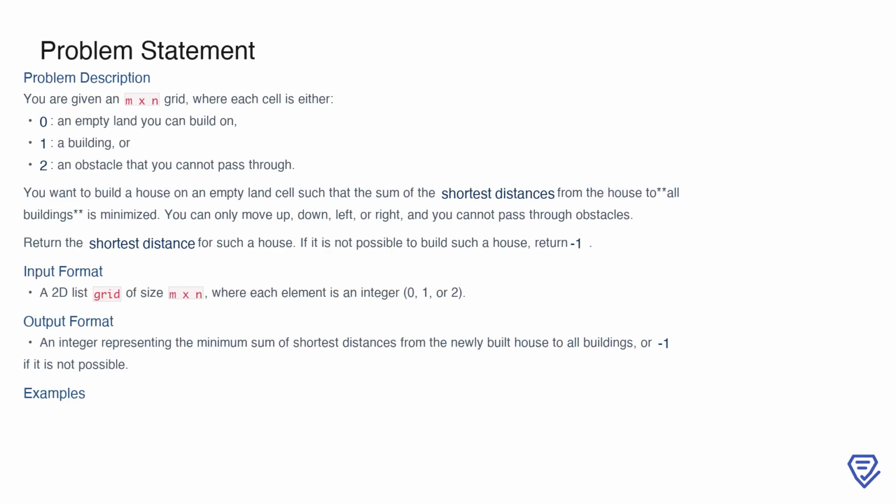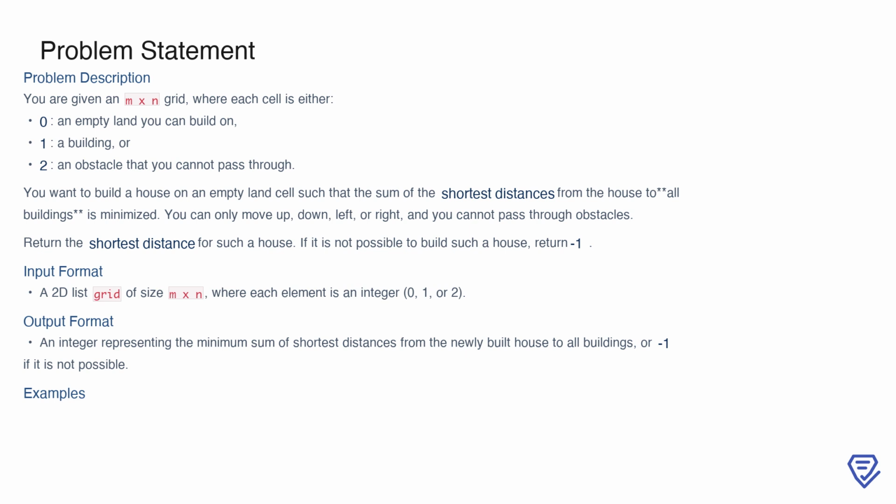In this problem, you are given a grid, represented as an M×N 2D list, where each cell in the grid can be one of three types. 0 represents an empty land cell where you could potentially build a house, 1 represents a building, and 2 represents an obstacle, which you cannot pass through.